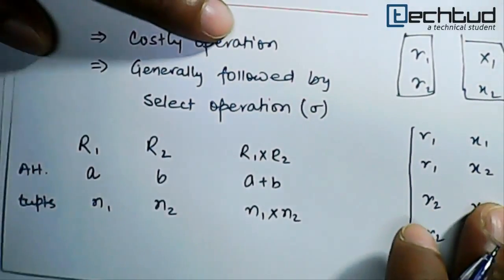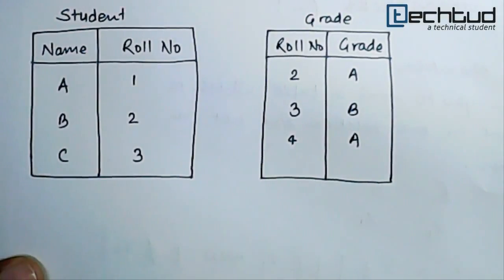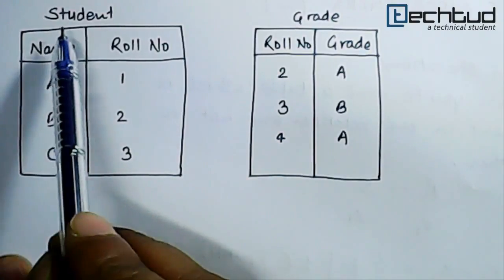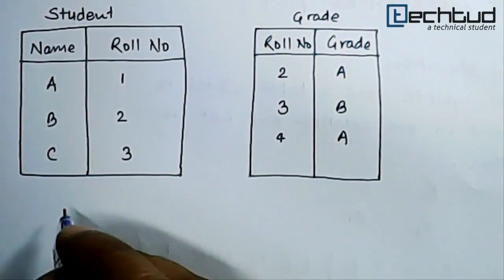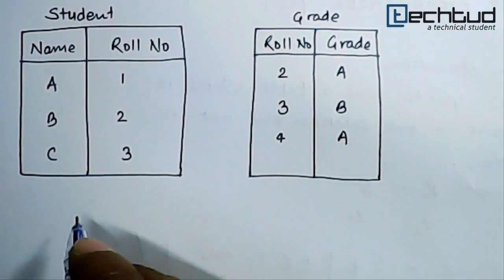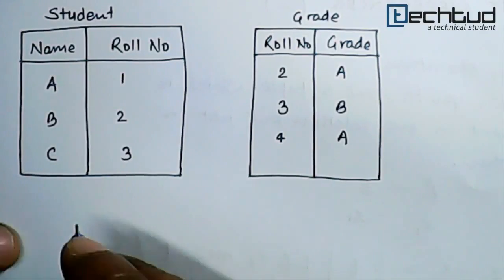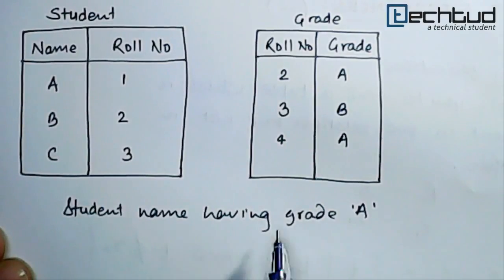Now let's take an example on this. Here we have two tables and we have to find out the cross product between these two tables, and these relations are student and grade. Let's consider a scenario where we have to find out the student name having grade A.